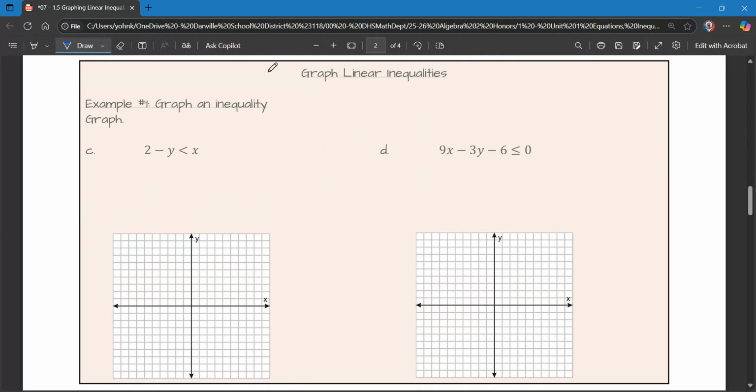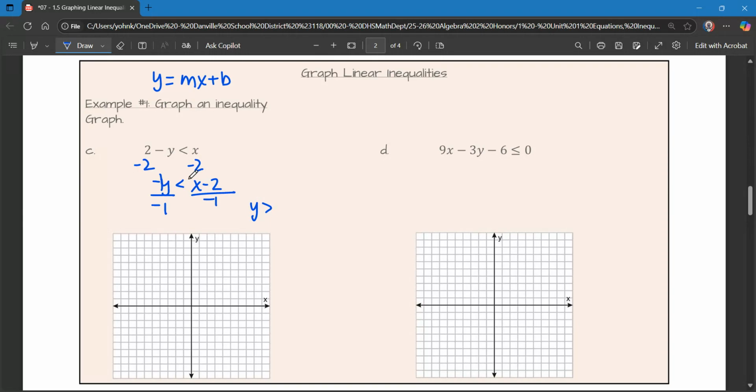Okay, let's do some more. Letter C, 2 minus y is less than x. So you need to get the y alone. Remember, we're trying to get y equals mx plus b. So minus 2 and minus 2: negative y is less than x minus 2. Now this negative y, there's really a negative 1 here, so we need to divide everything by negative 1. We are dividing by a negative, so that means our inequality flips direction to be a greater than.